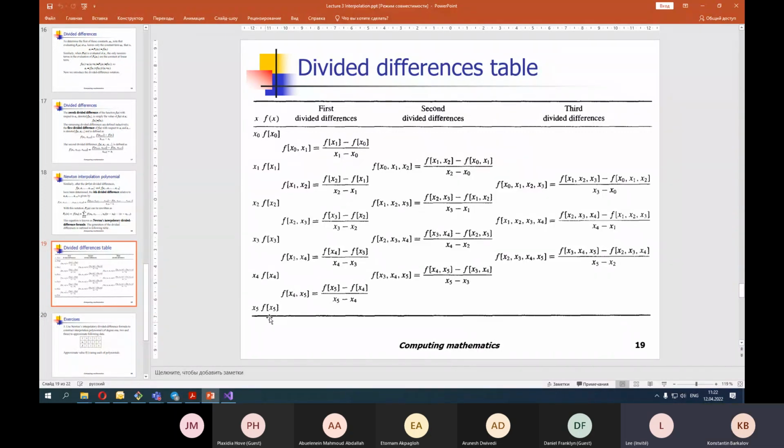Please look at this slide. All of the divided differences can be found using this table. Here the first column is just x. The second column, the zeroth divided difference, is just the value of the function.